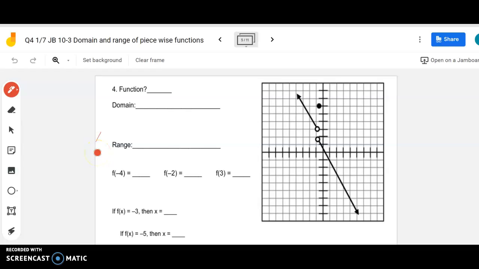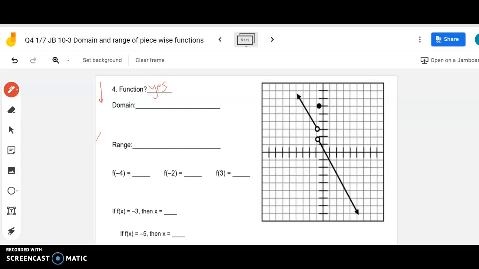I was grading 10-3, and one of the missed problems was number 4. So I'm going to go over and do number 4. The first thing is, is it a function? And what I'm going to do is the vertical line test. And as I'm going through the vertical line test, I say yes.